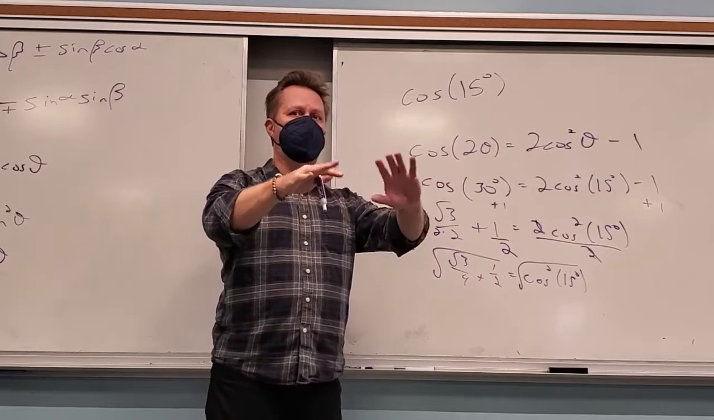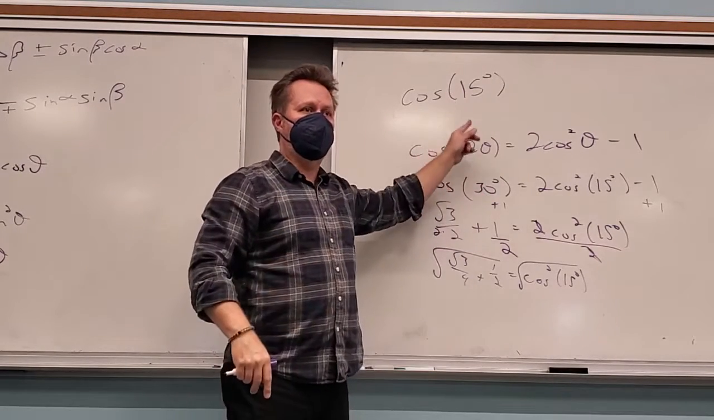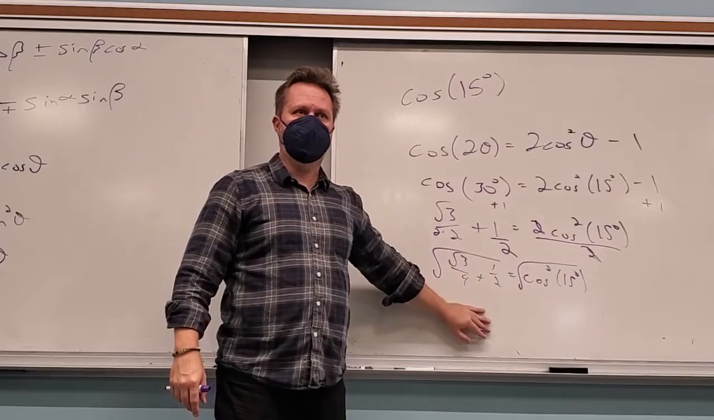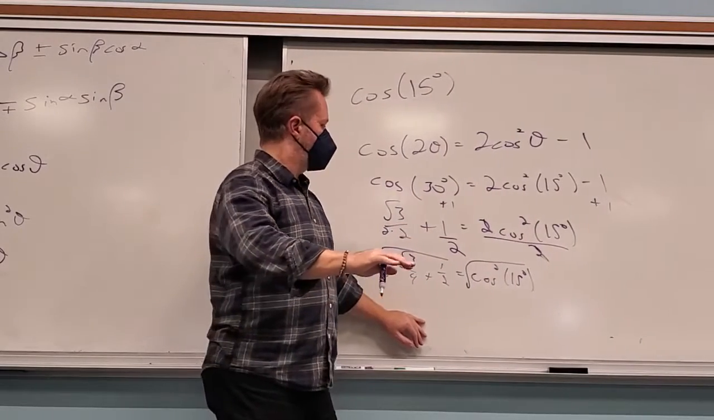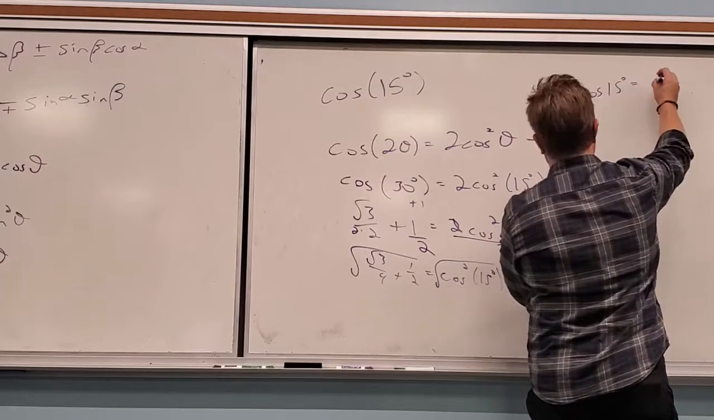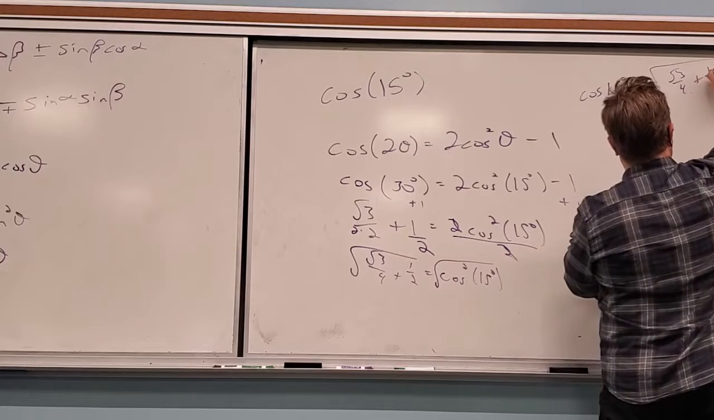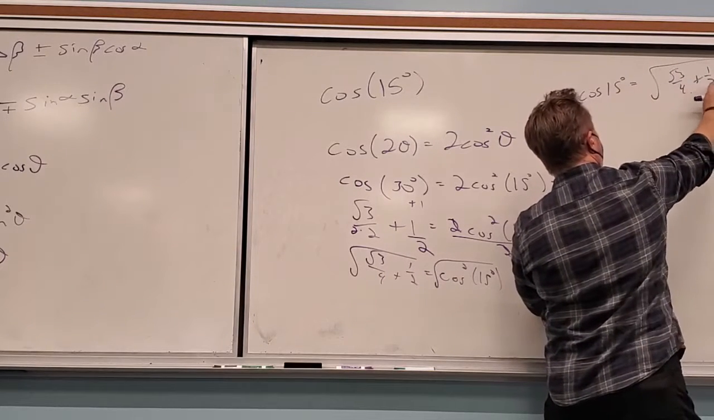Now, thankfully, I am going to show us a way to make this quicker, because this would suck if I had to do all this every time. But let's just do this once. So let me write what we got so far. We have cosine of 15 degrees equals the square root of the square root of 3 over 4 plus 1/2. Can't I combine these?